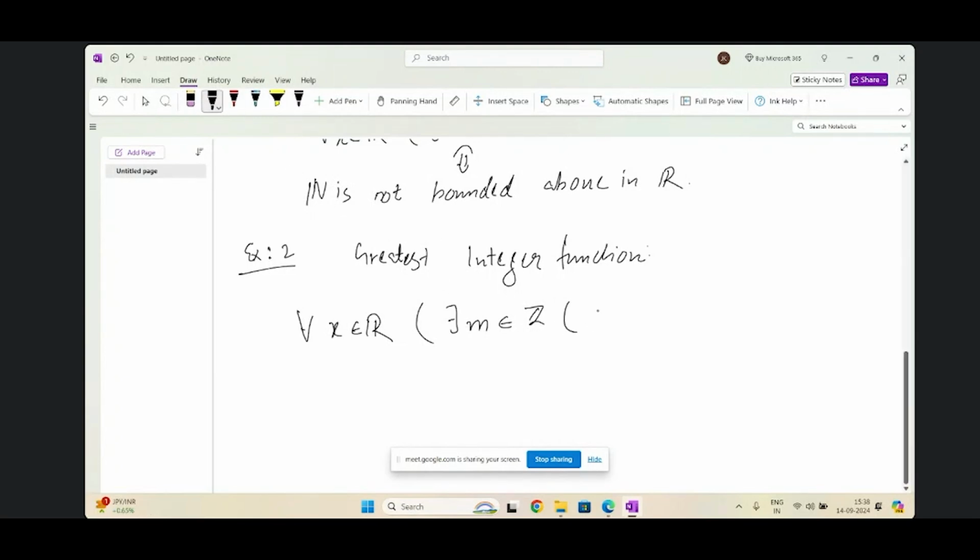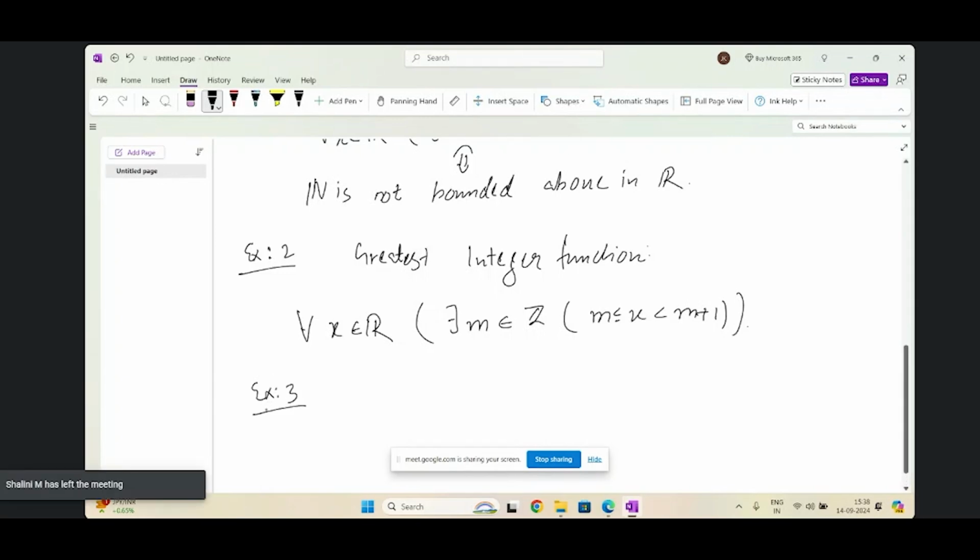Such that X is greater than or equal to M and less than M plus 1. Is that right, Dhruv? Yes. Okay. So this is the greatest integer function, which uses the LUB property indirectly, or you can check the proof also.